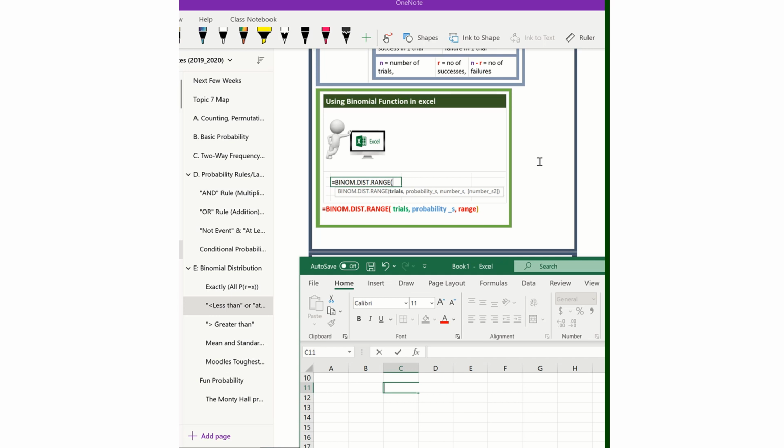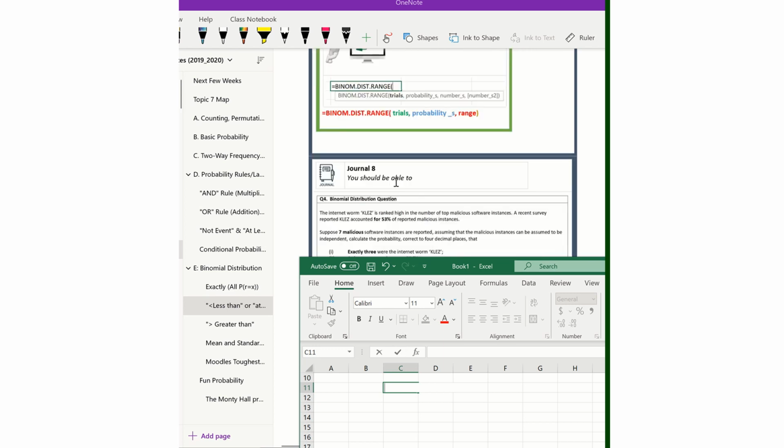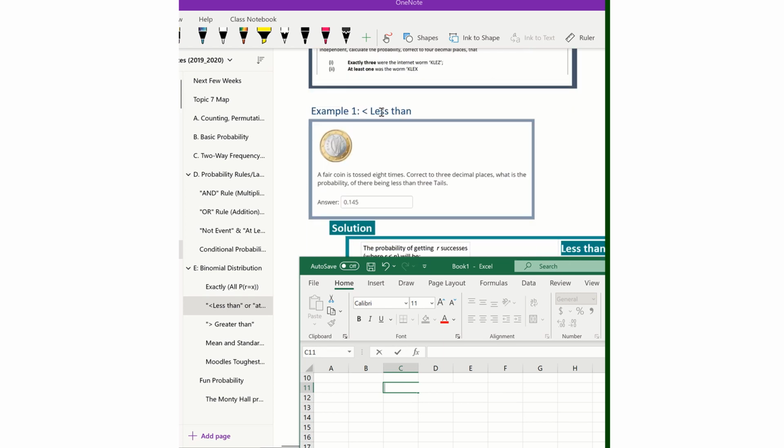Okay, so let's have a look at a less than question. We're using the formula binomial.distribution.range again, and this time we're going to have a look at a question where we'll look at less than. So a fair coin is tossed 8 times. Because it's a coin, there's a 1 in 2 chance of getting heads or tails. It's tossed 8 times, that's the number of trials, or 8. And then we want to know what is the probability of there being less than 3 tails.